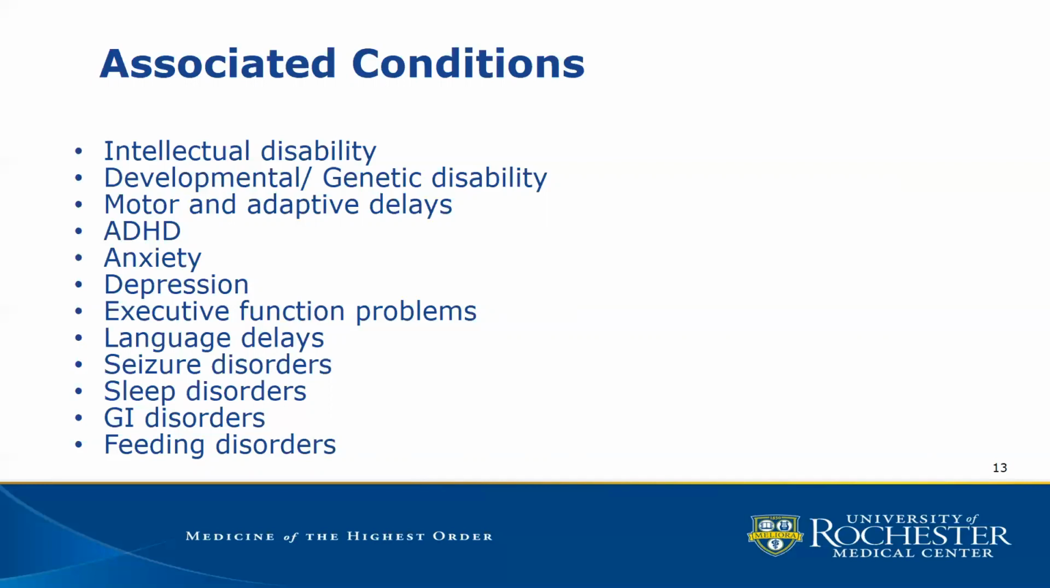There's a very high overlap of kids with autism also having ADHD, and adults with autism for that matter. They're also more susceptible to develop anxiety and depression. Executive functioning problems, which we'll go into in a little bit, are very common for individuals on the spectrum, as well as language delays, seizure disorders, sleep problems, different GI problems, and feeding. So selectivity with food as well.